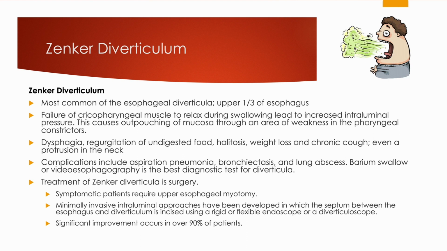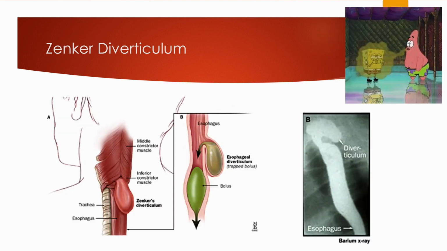Treatment is surgery. So symptomatic patients require a myotomy, where they kind of cut the pouch out and sew the muscle back together. And this is improvement for patients. And let's see. Here's some pictures. So you can see there's your constrictor muscles at the back of your throat. And this outpouching that forms this little pouch back there.